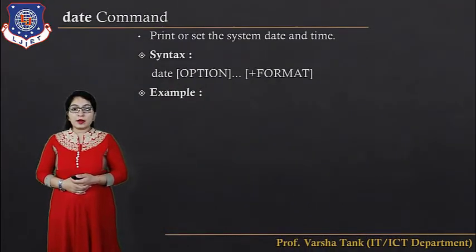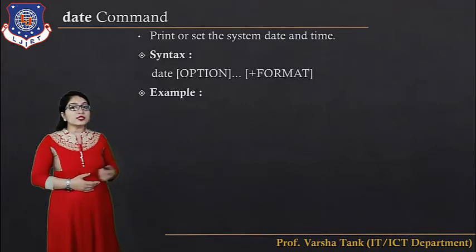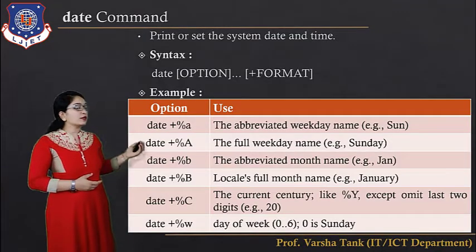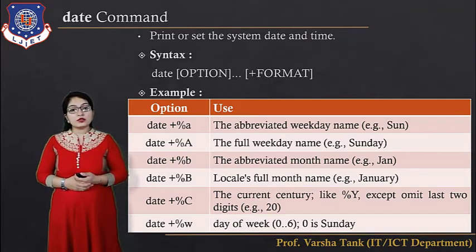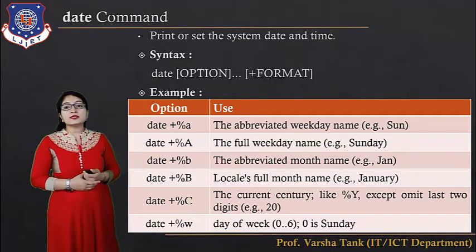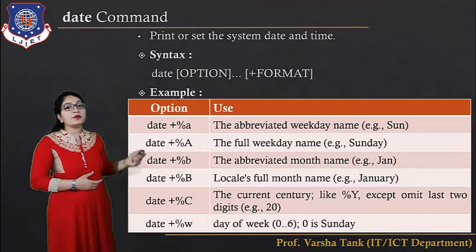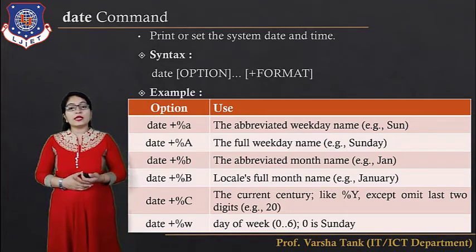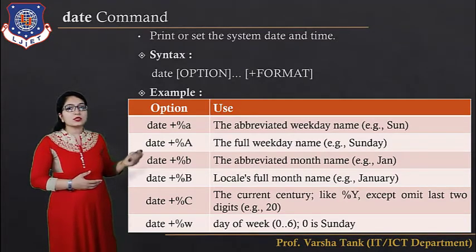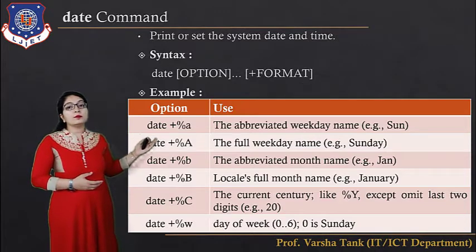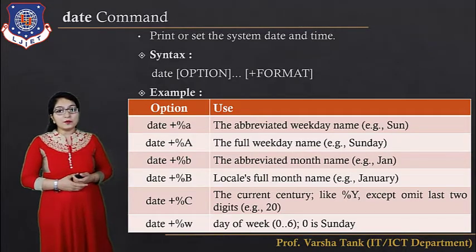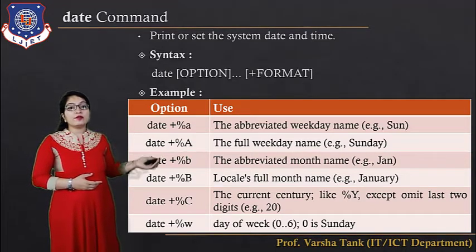Now next is the date command. The date command prints or sets the system date and time. Syntax of the date command is date, options, plus format. Examples are given here of how you can use the date command using the format. So date +%a is the abbreviated weekday name. If you want to display the abbreviated name or full name of that particular day, it is possible using the date command. If you write +%A, then it will display the full name of that day. Date +%b is the abbreviated month name.